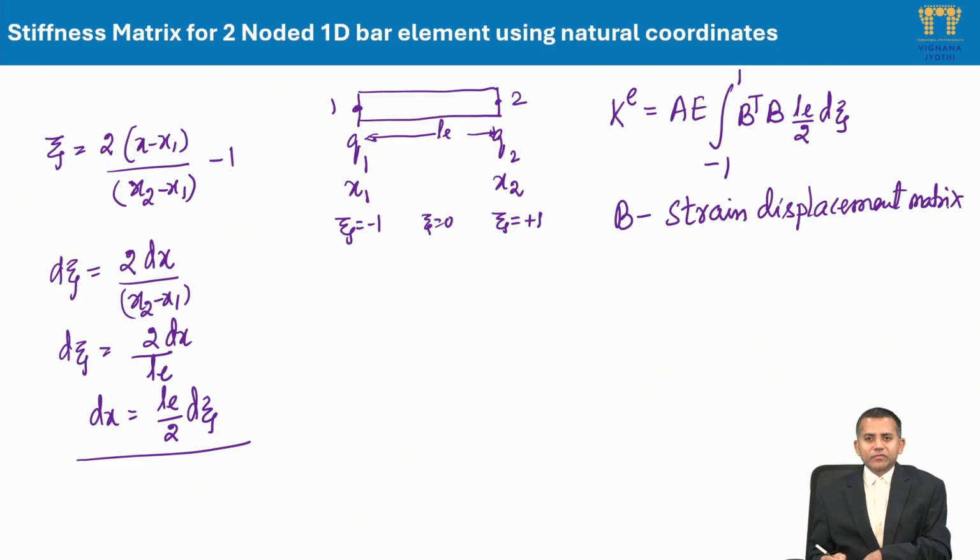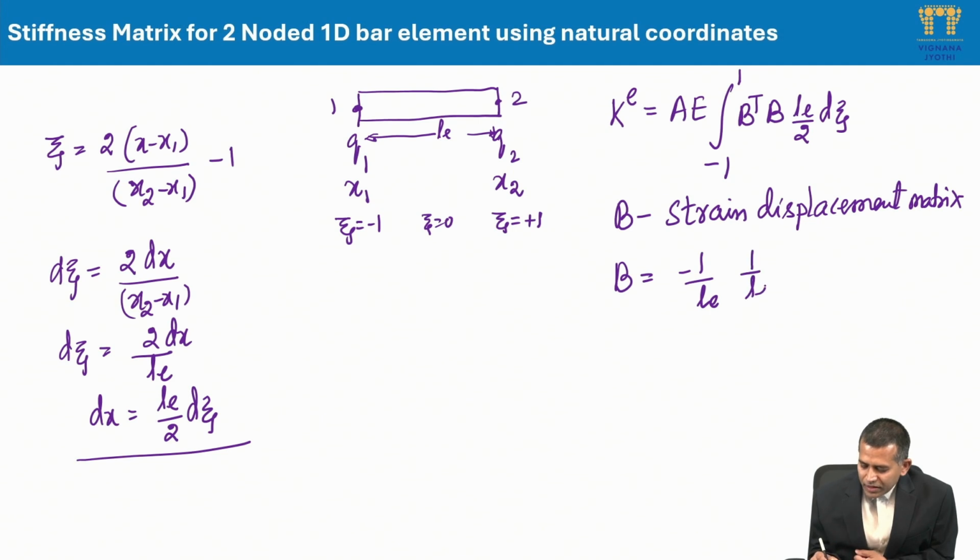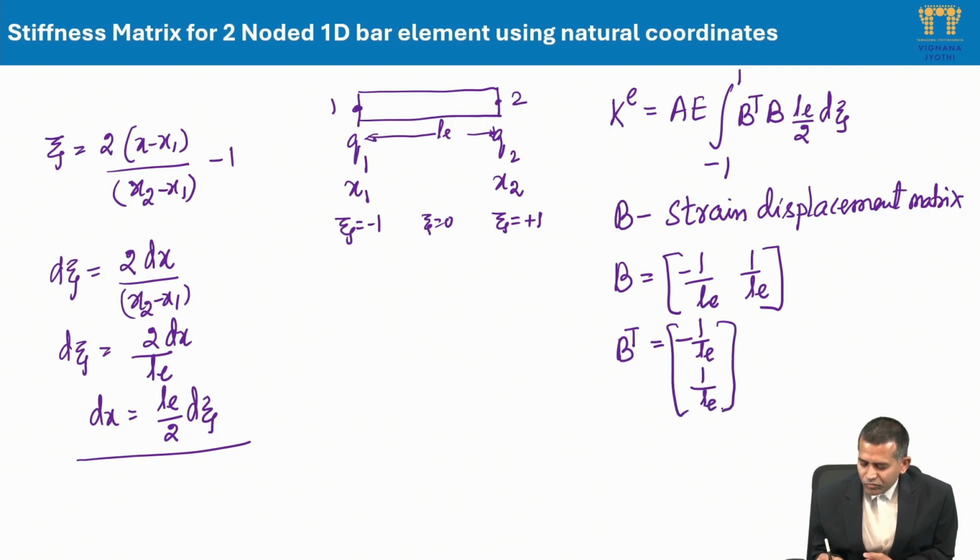If anybody remembers, what is the strain displacement matrix for a two noded 1D element? If you don't remember, I'll write the term: it is minus 1 by length of the element, 1 by length of the element. So this is your strain displacement matrix B, and B transpose will be minus 1 by LE and 1 by LE. So now you substitute this B and B transpose into the expression.